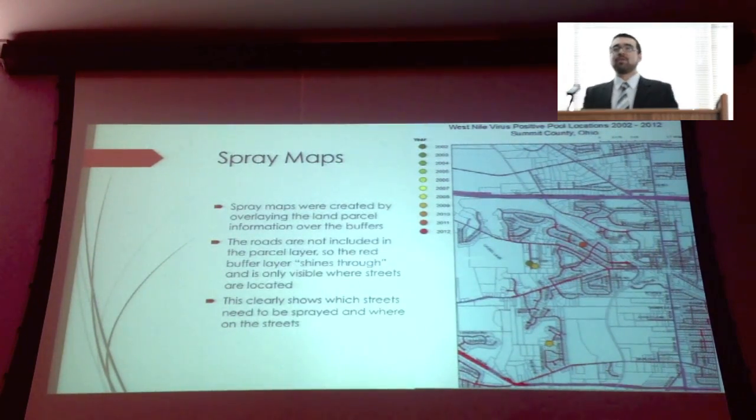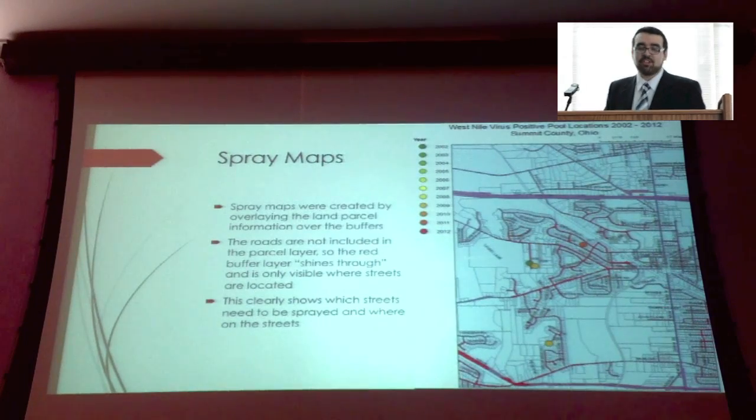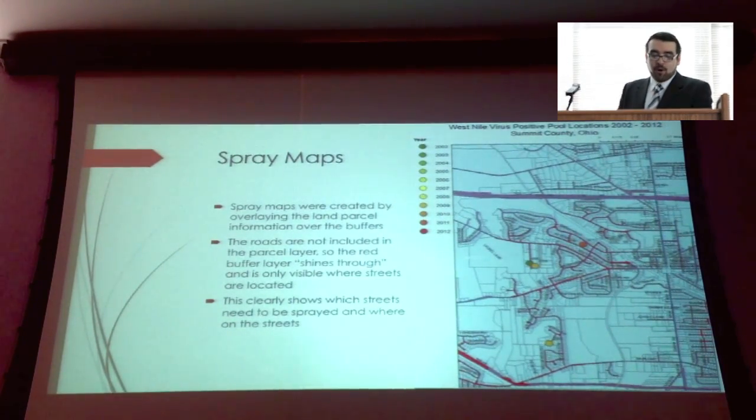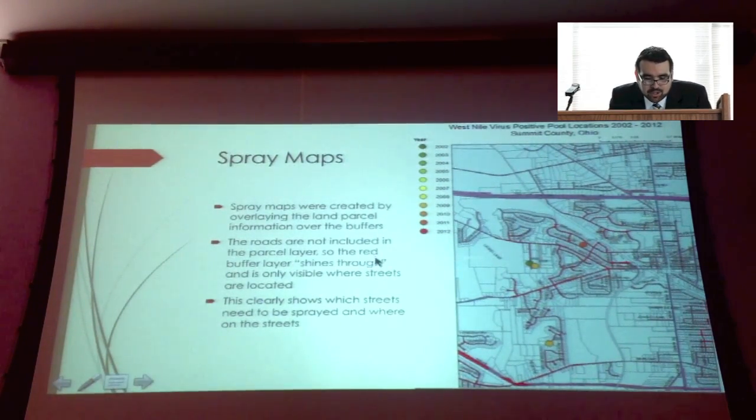So by coincidence and really good luck, it turns out that we can have really nice maps of a radius around a point of the streets that need to be sprayed for West Nile virus. We'll be able to show the people that spray at night where to go exactly to cover an 800-meter or whatever meter radius you want around a positive trap site, or around traps that have a high number of mosquitoes, as a way to control nuisance mosquitoes as well. So the roads are not included, the layer shines through, and it shows us which areas need to be sprayed at night.